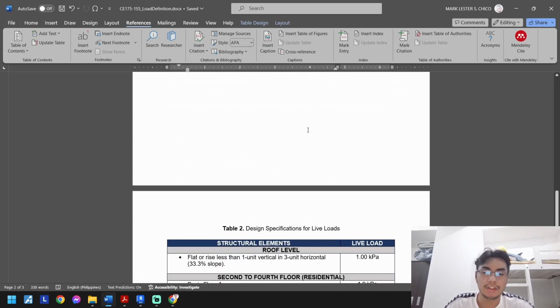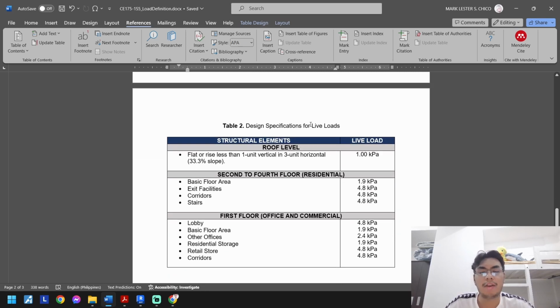Now, moving on to the live loads. For the roof level, since it is a flat roof, we have decided to use the flat or rise less than 1 unit vertical in 3 units horizontal, or 33.3% slope. So it is equivalent to 1 kilopascal.